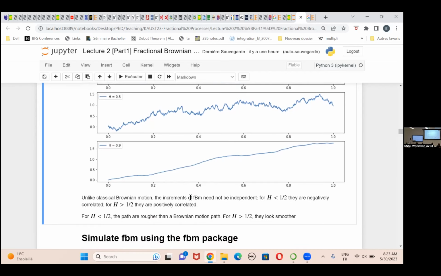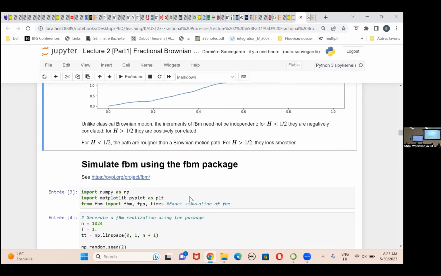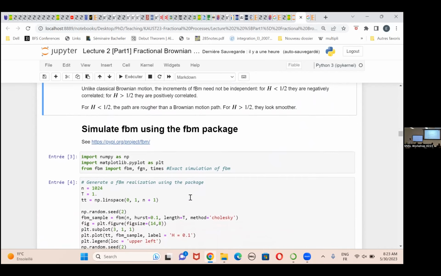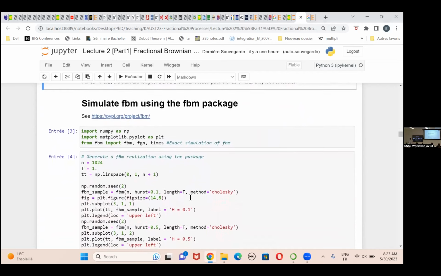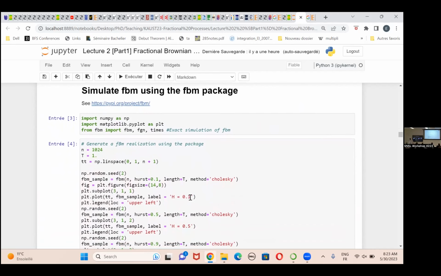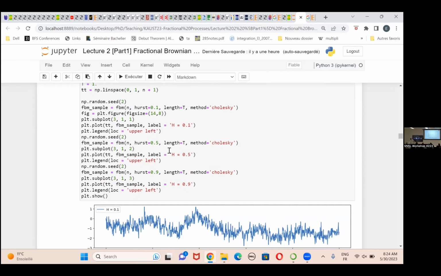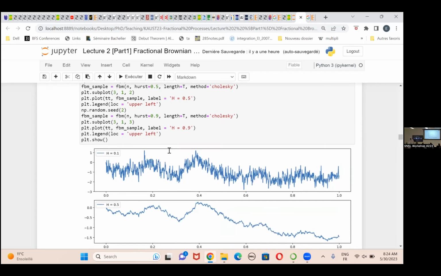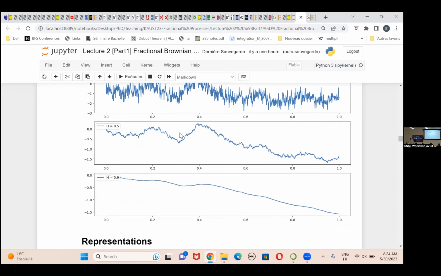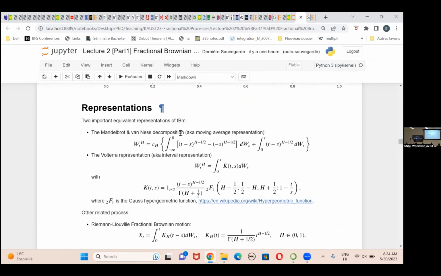Now you can ask, how did I plot these graphs? The first answer is I used a fractional Brownian motion package in Python. You can play with this, I'll give you the notebook. You can play with this package, and later on, by the end of the talk, I'll show you how we're going to simulate fractional Brownian motion. So you can use the package, but we'll also hard code it ourselves. This is how these graphs were generated, at least here.